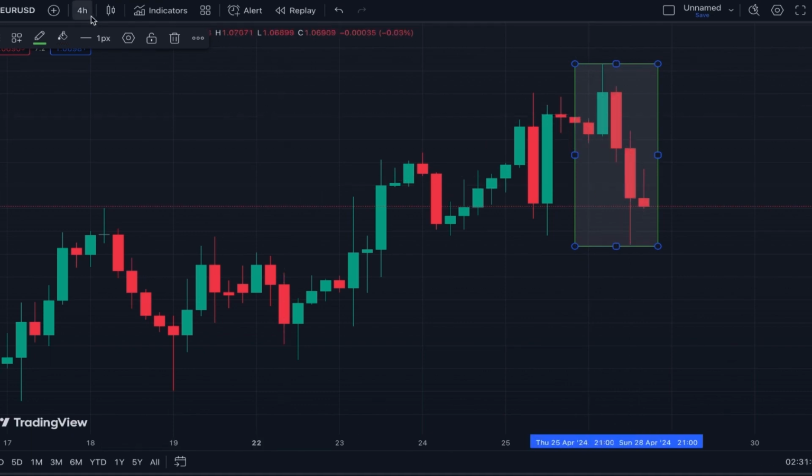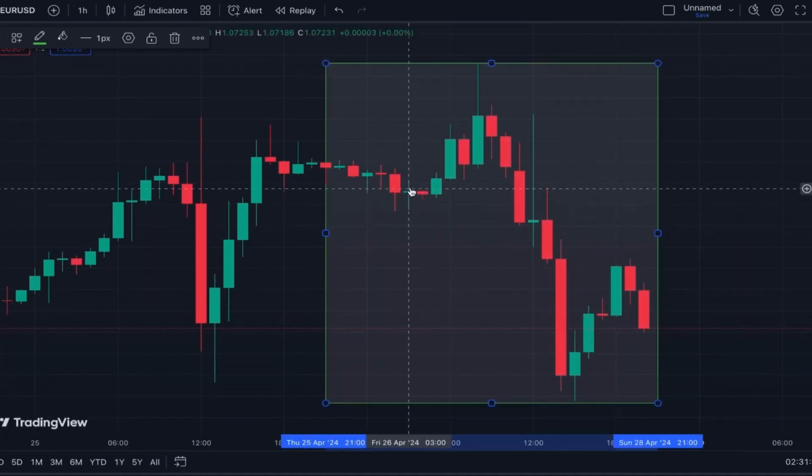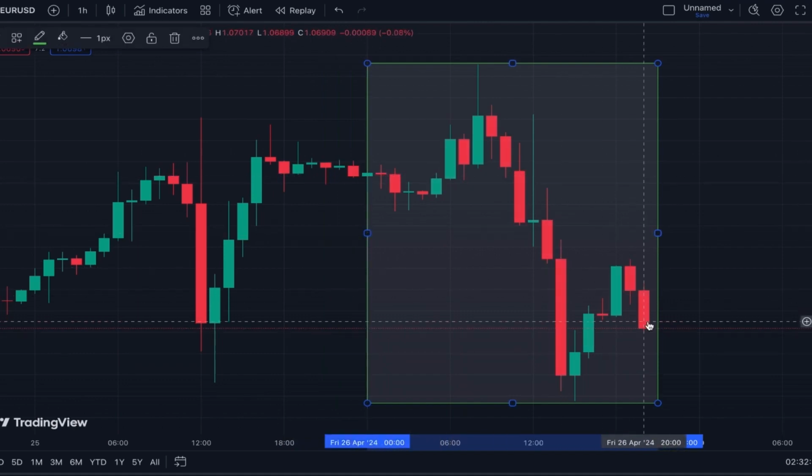Alright, now let's go to lower time frames, for example 1 hour. And now you can see we have even more candles. This is the same period, the start of April 26, which is actually from here, because here we are on 1 hour time frame. We can see more precisely when April 26 started. So let's put the rectangle starting from here. This is where April 26 started, and this is the ending of April 26.